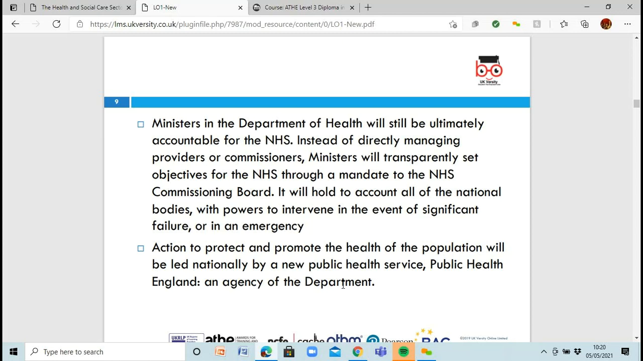They also set about action to protect and promote the health of the population, and it needs to be led nationally by a new public health service. Which is Public Health England, an agency within this department that looks after that predominantly. So anybody got any questions for this section?